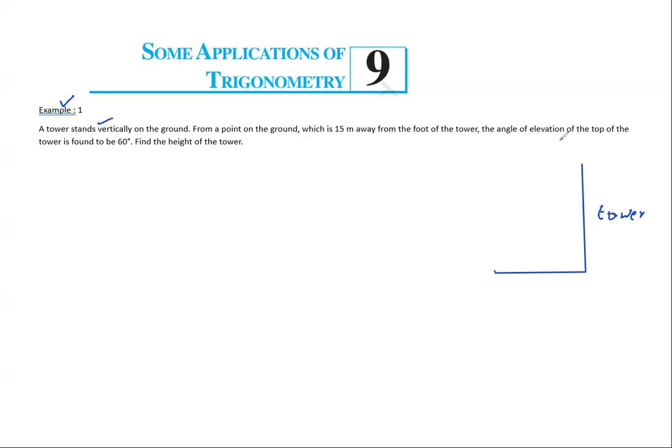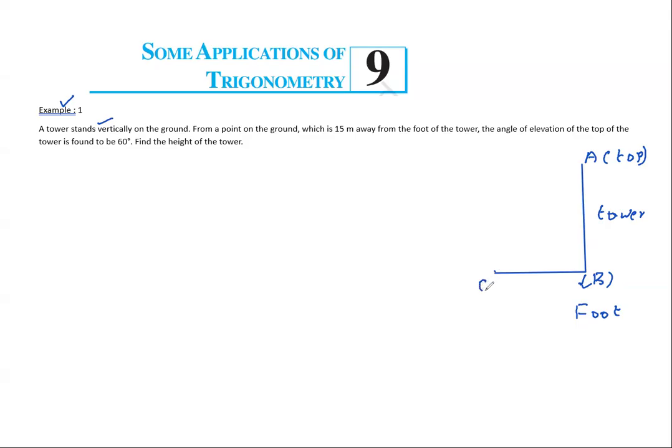Let me name this tower A. Here, the foot is B. This is called the foot of the tower, and A is called the top of the tower and B is called the foot of the tower. Okay. From a point on the ground which is 15 meter away from the foot of the tower, 15 meter away from B.